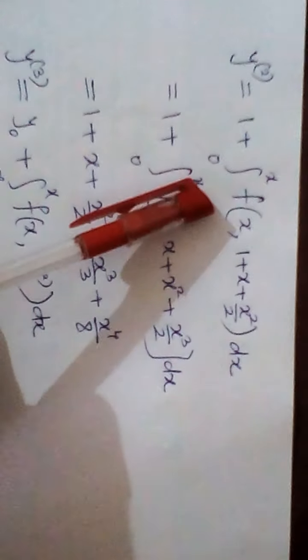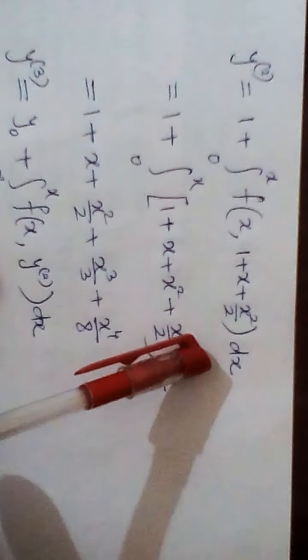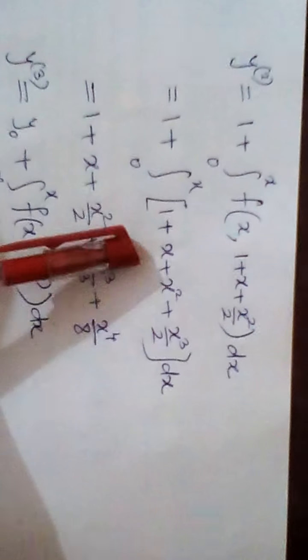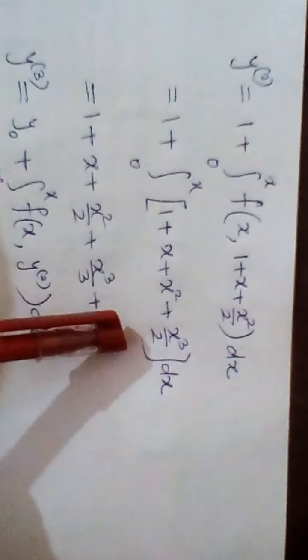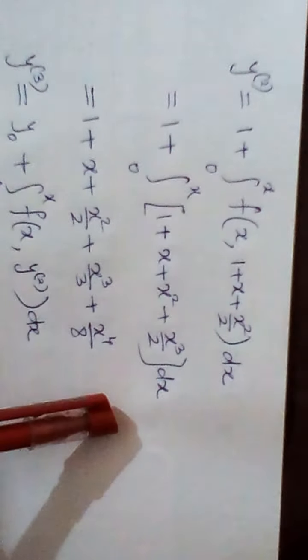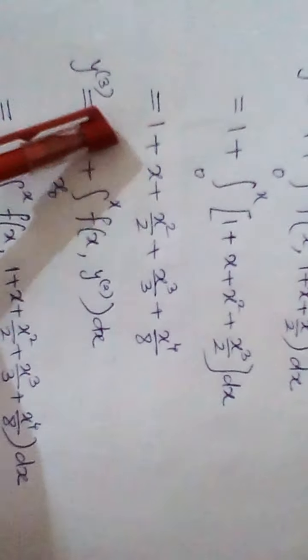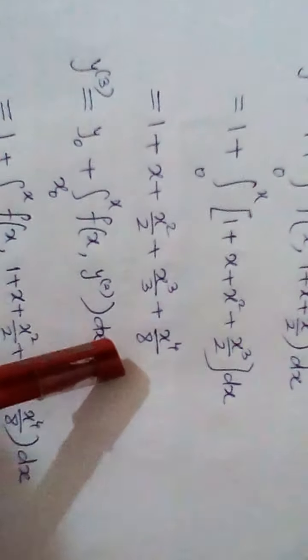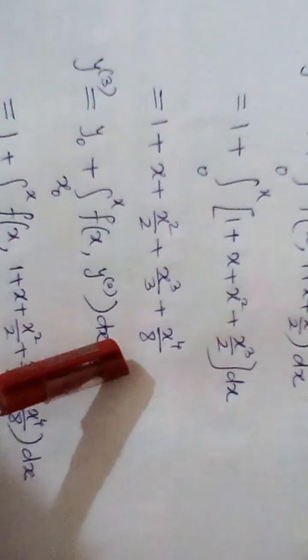So what we have got is y2 equal to 1 plus integration from 0 to x of f of x comma the first approximation, 1 plus x square by 2, dx. This is equal to 1 plus integration from 0 to x of 1 plus the product, so it gives you x plus x square plus x cube by 2 dx. So the integration gives you 1 plus x square by 2 plus x cube by 3 plus x raised to 4 by 8. Yet if you want to go ahead for the third approximation, we can calculate it.